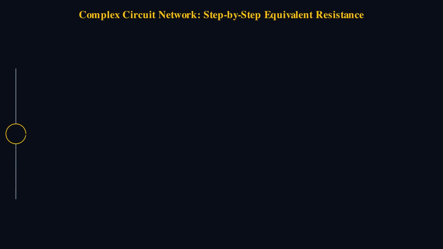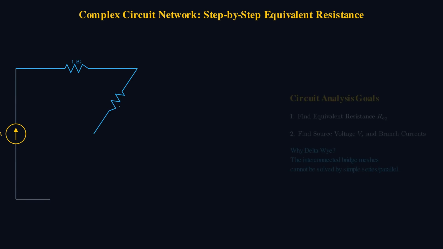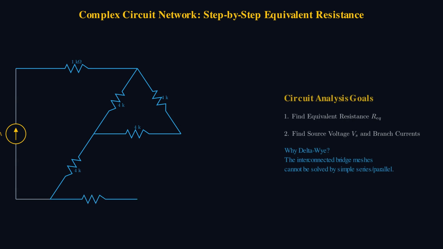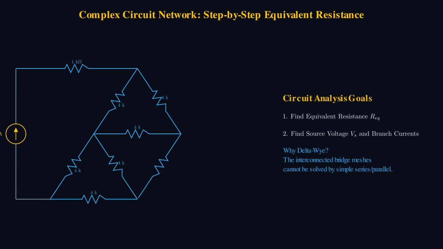We are given a resistor network driven by a 1 mA current source with a 1 kΩ series resistor. Looking closely, the central interconnected loops form non-separable bridge meshes, making delta-Y transformation mandatory.